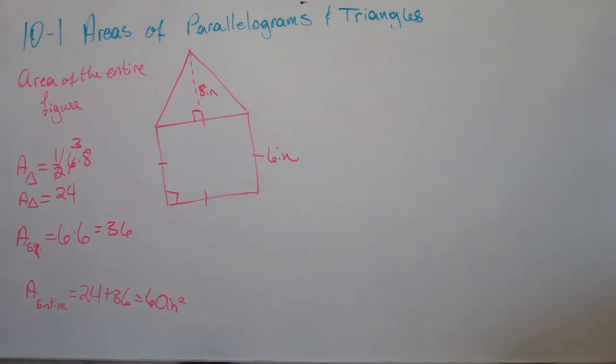So again, when you have shapes like this, break them apart. Break it into a triangle, break it into a square. Because then once you find the areas of those individually, like we did here, you just simply add them together to get the area of the entire shape. Alright?